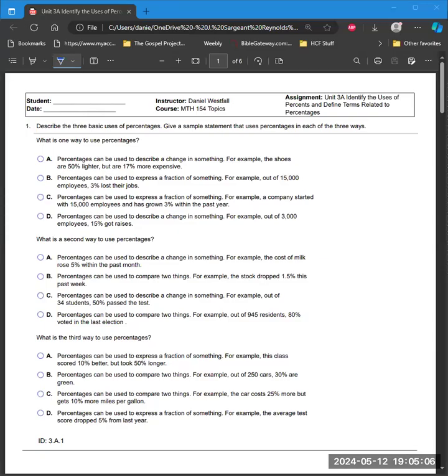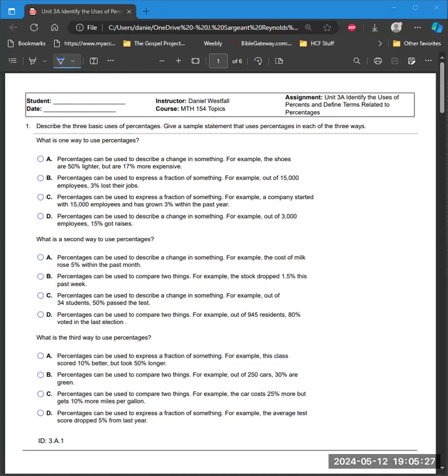In this video, we're going to identify the uses of percents and define terms related to percentages. Let's look at the first question. Describe the three basic uses of percentages and give a sample statement that uses percentages in each of the three ways. So what is one way to use percentages?